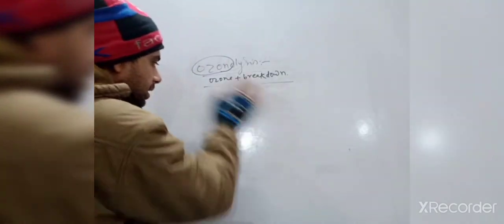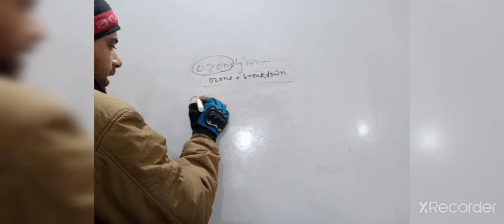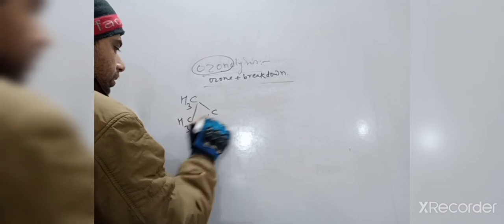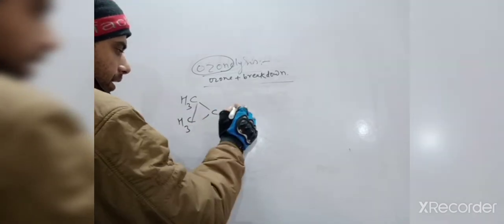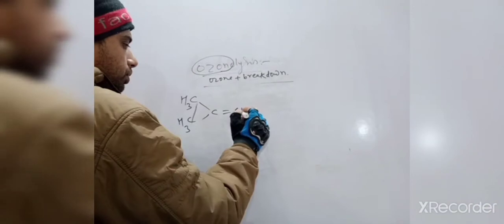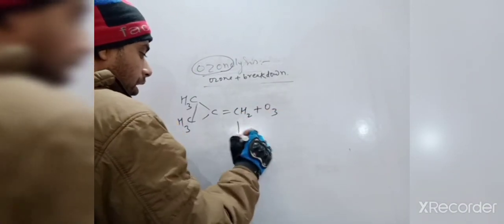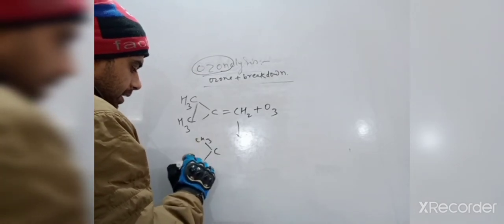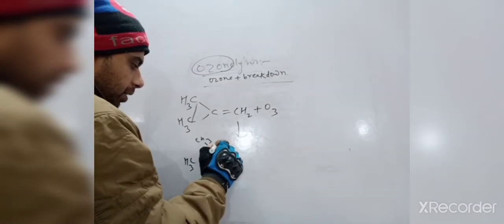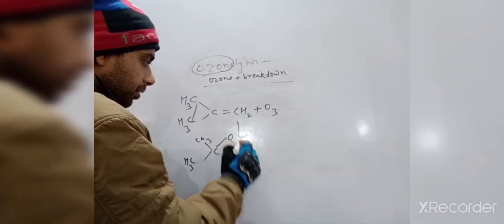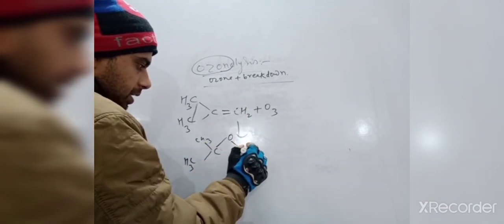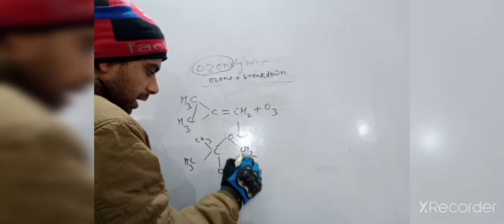Here I will take the example of 2-methylpropene. So 2-methylpropene can be written like this: CH3 double bond CH2, plus O3. Same thing will happen: the double bond will break down, and this oxygen will be added on this one. The double bond will break completely, so one oxygen will add here with CH2 and one oxygen will add with this one.